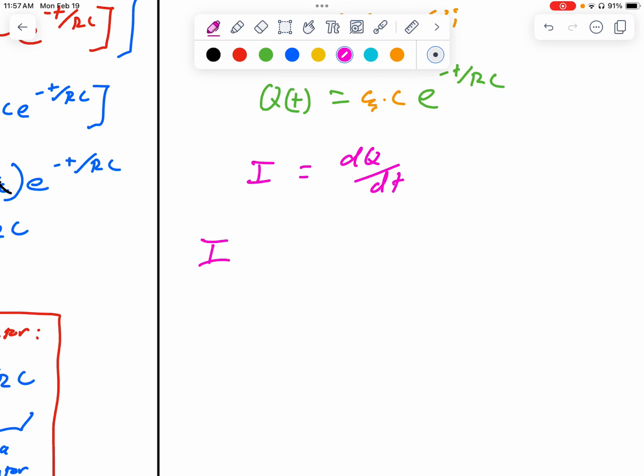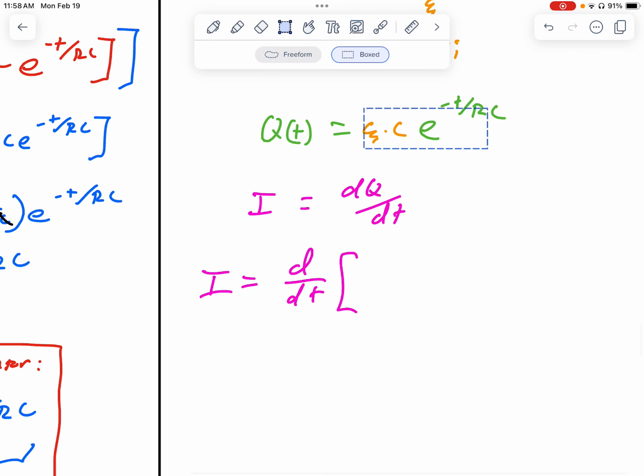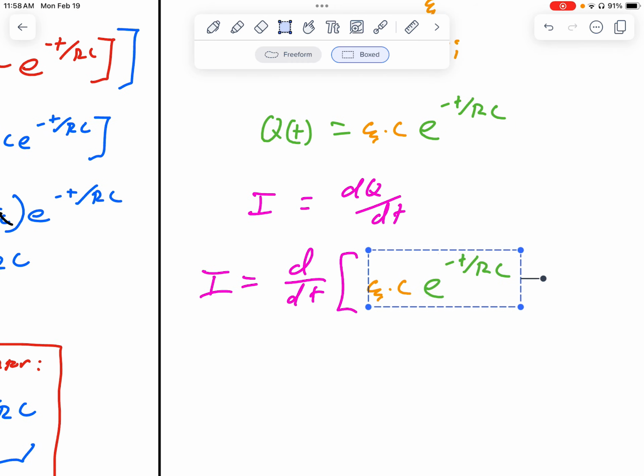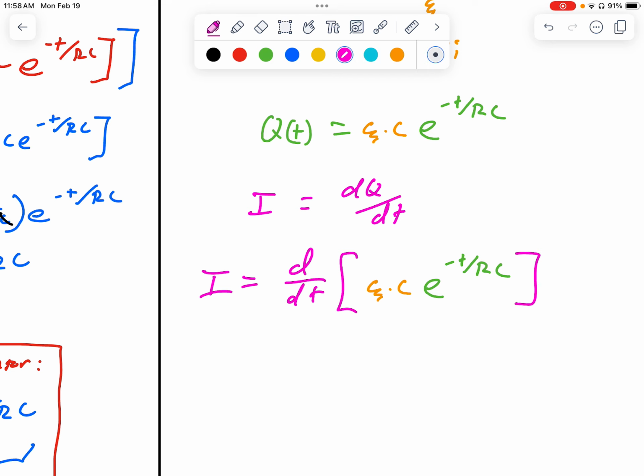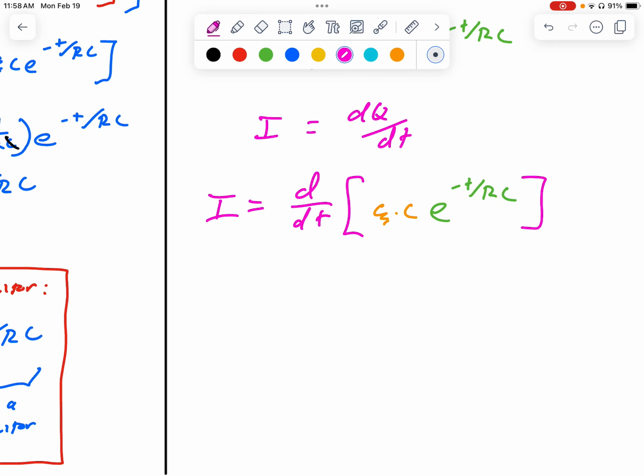All right, so then same trick. Time derivative of our capacitor function, Q of t, which is this thing right here. Almost done. Okay, so this derivative is actually a little bit easier, sort of. So we have epsilon times capacitance. Again, the derivative of the E function is the E function, but we have to worry about the exponent. So we'd have a negative 1 over RC if we took the derivative of negative T over RC. Okay, and then we have E to negative T over RC.